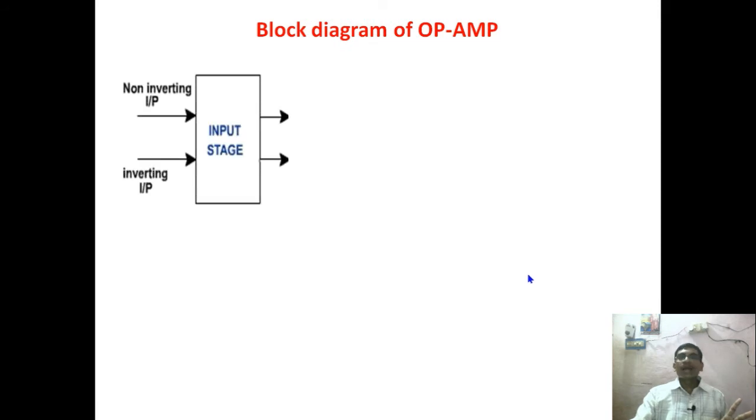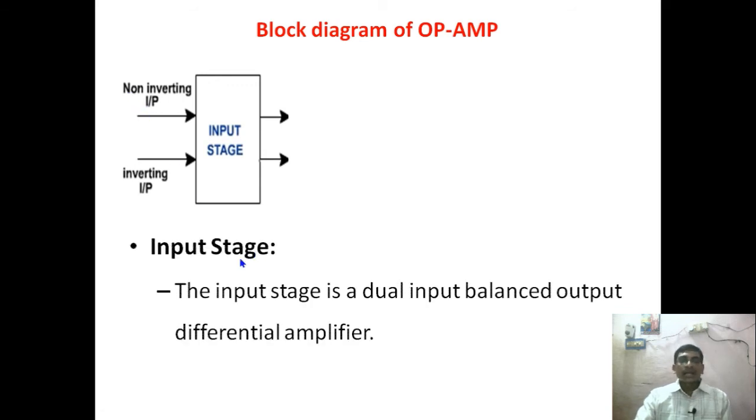Next thing is the block diagram of the operational amplifier. The block diagram contains 4 stages, starting with the input stage. The first stage is the input stage. This input stage is a differential amplifier, which has the inverting terminal as well as the non-inverting terminal. The input stage is a dual input balanced output differential amplifier.